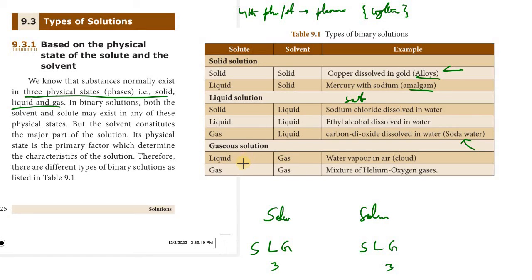Next, gaseous solutions. Liquid in gas, say water vapor in air. Of course you do see clouds. What is it? It's basically a mixture of water vapor in air. Next, gas in gas, so a mixture of say helium, oxygen gases and so on. Or our air. Air is basically a mixture of several gases.